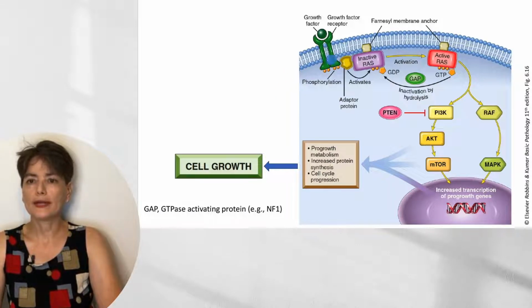Remember, we have our quiescent cell with a growth factor receptor. The growth factor binds, stimulates the growth factor receptor. Through an adapter protein, we're going to get activation of RAS with transformation of GDP to GTP, so we have activated RAS. That's then going to start these signaling cascades like the PI3K pathway and the RAF pathway, leading to MAP kinase, increased transcription of pro-growth genes, onward through here to cell growth. I encourage you to watch the Hallmarks video if this does not seem familiar.